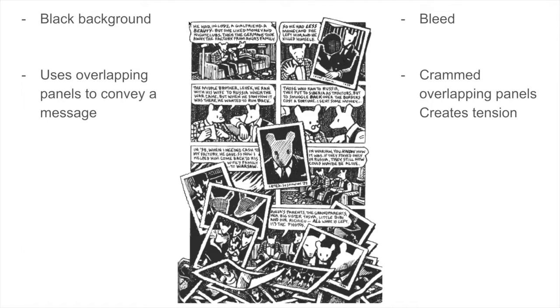Spiegelman is also an expert at making use of bleed panels. For example, in this page, as the readers follow the narration and dialogue, overlapping pictures begin to increase in quantity until the overlapping panels completely cover the main panels. This creates two different narratives on the same page. The main panels portray the conversation between Vladek and his son, while the bleed panels illustrate his actual flashbacks and memory in the form of pictures.